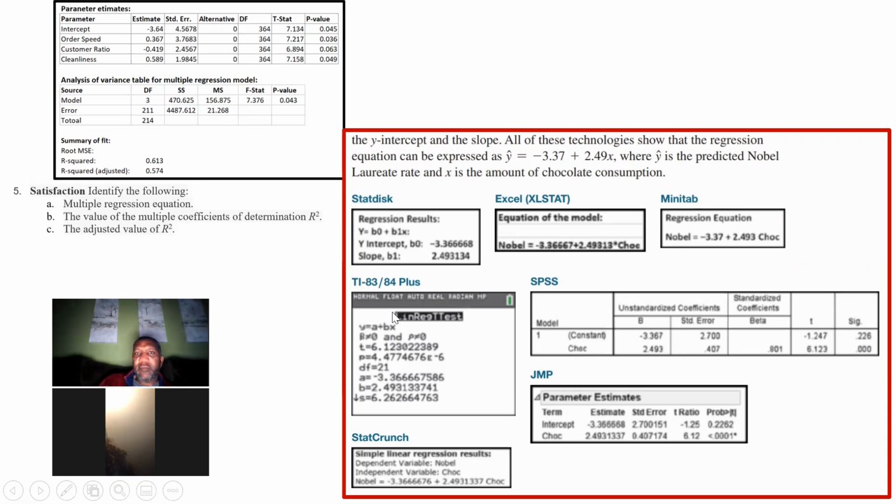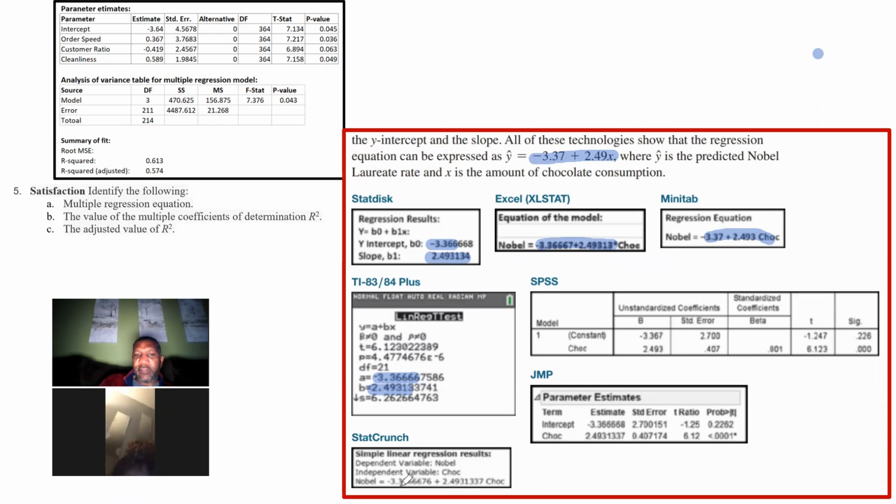The information is just kind of listed in here, right? So right here is where we get the negative 3.37. It's just rounded, plus the 2.49, which matches this. This right here is listed this way, right? This process right here is also listed out in Minitab. The TI-83/84 calculator is listed right here. And then b is right here, the 2.49.